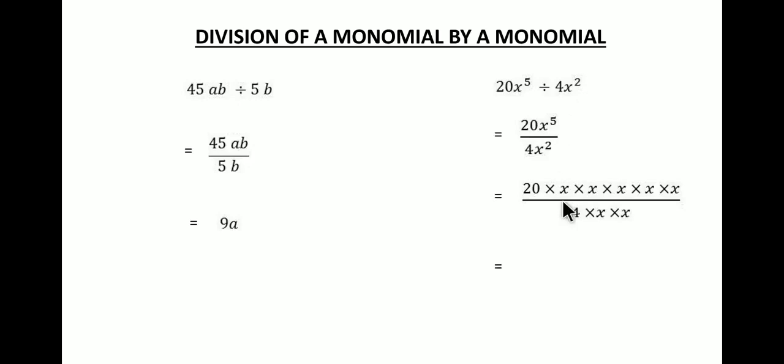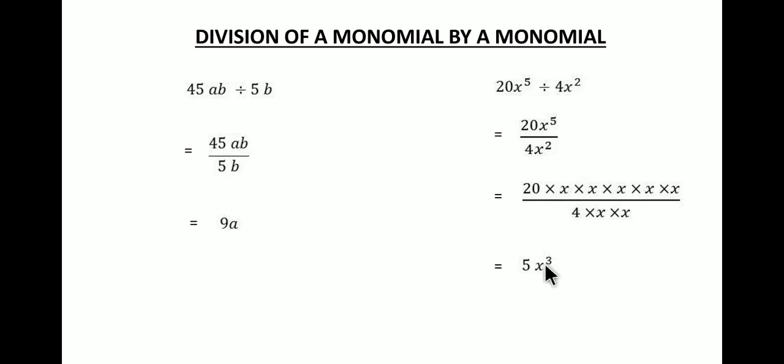Now here 4 can divide 20 5 times, and 2 of the x's in the denominator can cancel 2 of the x's in the numerator, and thus the left out x's on top will be x into x into x. That will give us x to the power 3. So 4 will divide 20 5 times and the left out is x to the power 3. If you see properly the relation between 5, 2 and 3, you will understand that when you subtract 5 and 2, you will get 3.